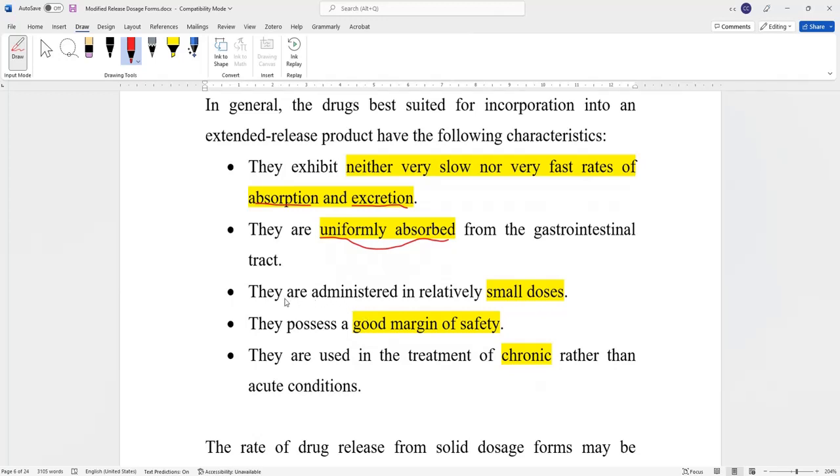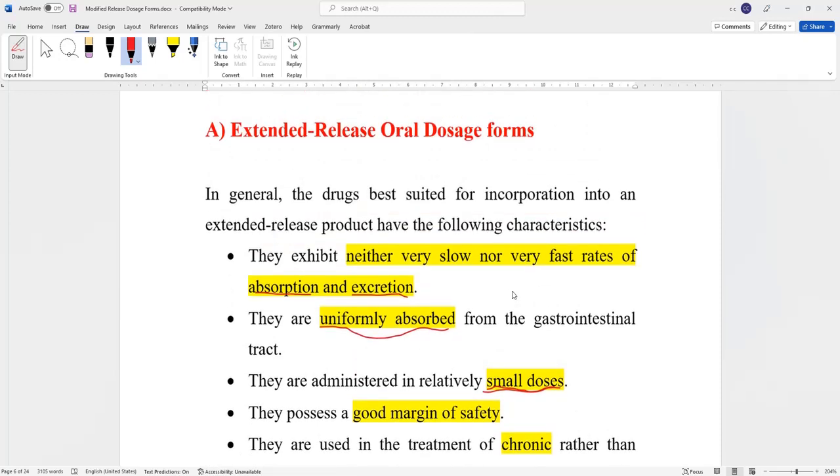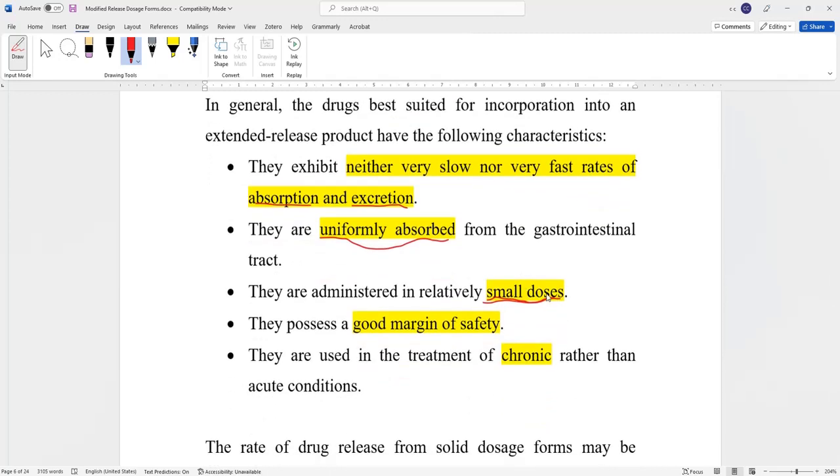Another thing which should be taken into account is that the drug dose should be small. Because if it is big, then in the extended release dosage form, I need to maybe double or triple the dose. For the extended release, I have to put more than one dose, so they have to be small so I can put them together.